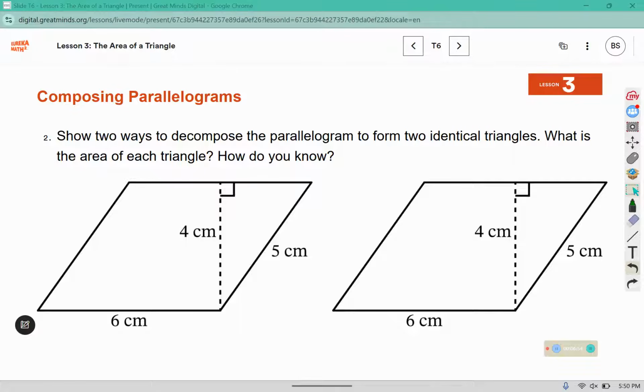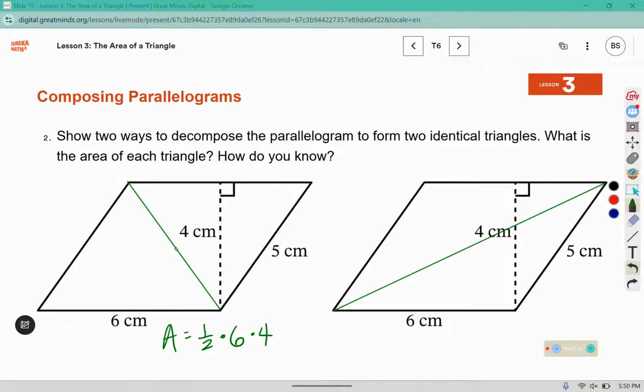Show 2 ways to decompose the parallelogram to form 2 identical triangles. We can cut it this way, or we can cut it this way. What is the area of each triangle, and how do you know? The base is 6, the height is 4. So that is half times 24, which is 12 centimeters squared.